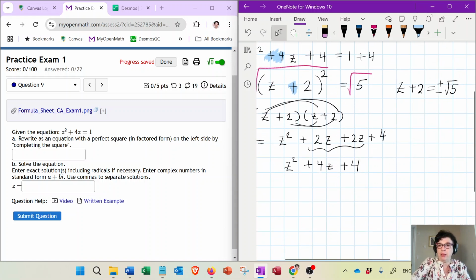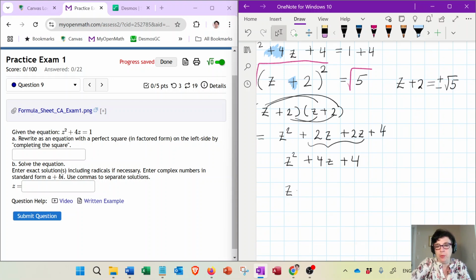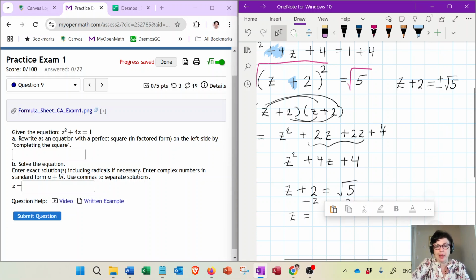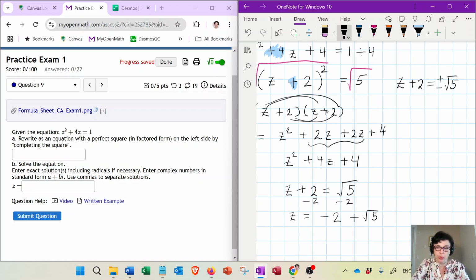Let me write out the first one. If z plus 2 equals square root of 5, I want to solve this for z. To solve it for z, I will subtract 2 from both sides. I cannot combine the 2 with the square root. They're not like each other. So you're just going to put negative 2 plus square root of 5. Or you can put square root of 5 minus 2. That's also correct. That's your first solution.